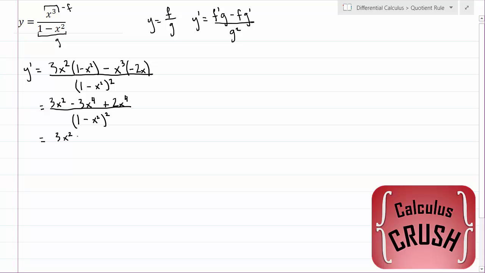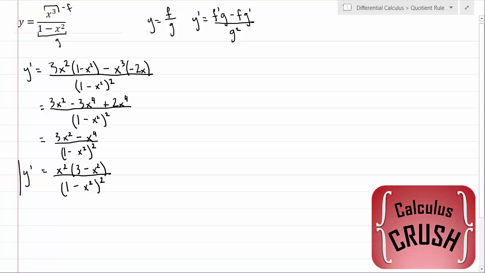So 3x squared minus x to the 4 divided by 1 minus x squared to the power of 2. Now x squared is common between these two terms on the top, so we can factor out an x squared. And we're left with x squared times 3 minus x squared, which is divided by 1 minus x squared to the power of 2.